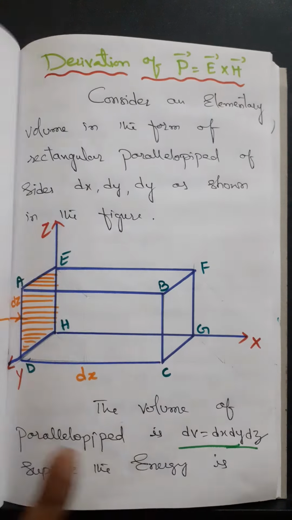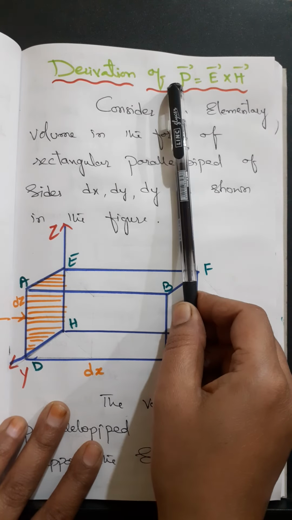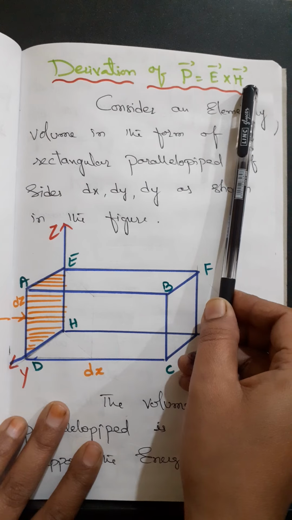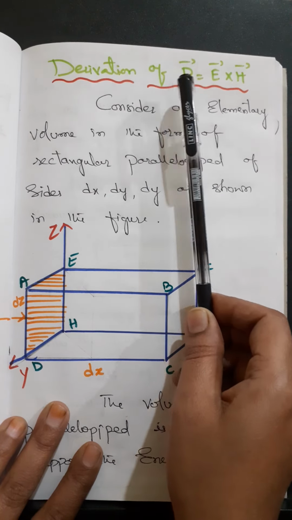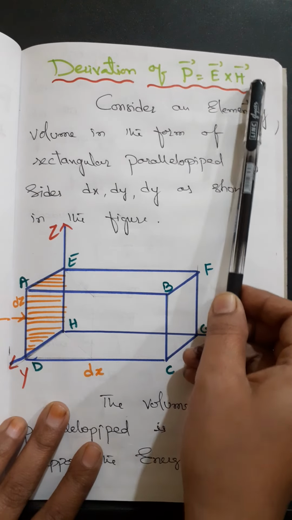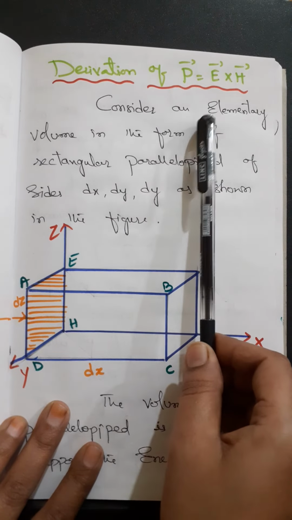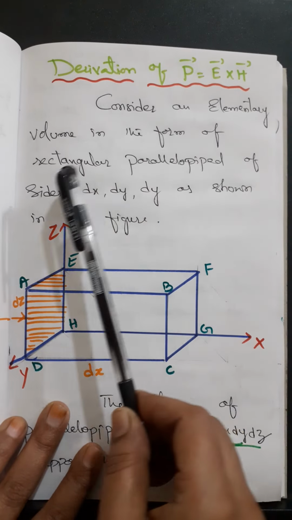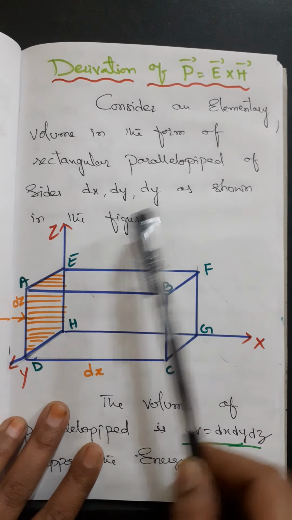Now the derivation for P is equal to E cross H. P is the Poynting vector, E is the electric field, and H is the magnetic field. Here the Poynting vector or energy flow is perpendicular to both electric field and magnetic field. We have to prove this theorem. To prove this, let us consider an elementary volume in the form of a rectangular parallelepiped of sides dx, dy, dz as shown in this figure.